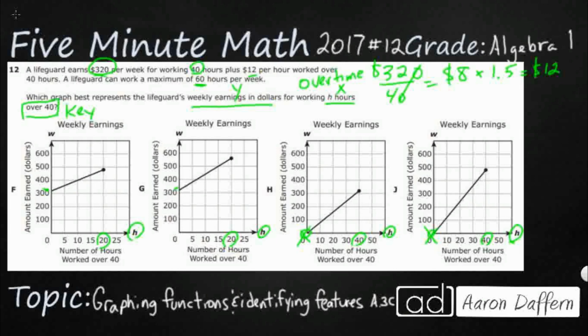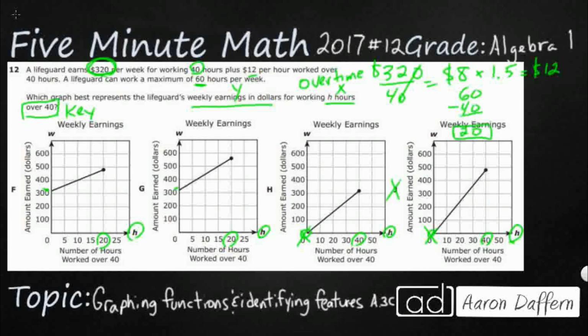So that's why you see in F and G, they're not starting at 0 dollars, they're starting at this $320 because that's how much the lifeguard earns for the 40 hours. So how much do we have over 40? Well, the maximum is 60, so that means that the maximum of my domain, or my X, can be 20.